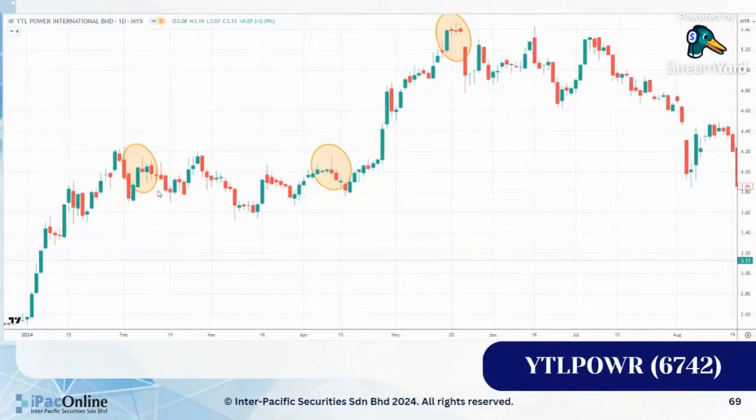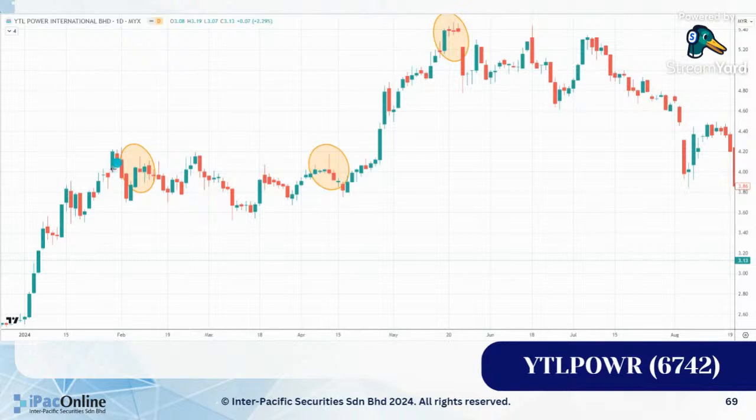Okay, so some examples for the shooting star. We can see for YTL Power over here, it has rebounded and tried to attempt the high at 4 ringgit 20 cents, and from there it formed a shooting star, but it took a very long time before it was able to overtake the long green candle over here. As time passed, the selling pressure diminished, and it wasn't as strong as it was previously.